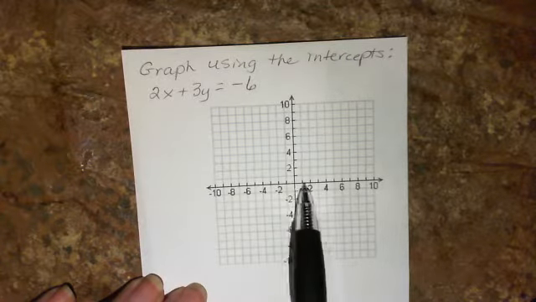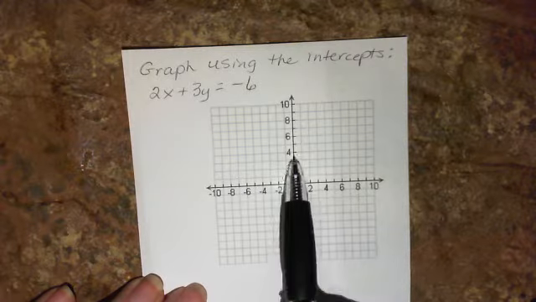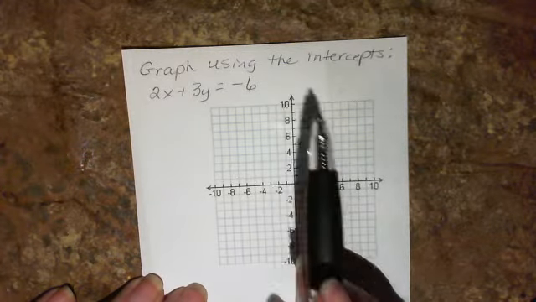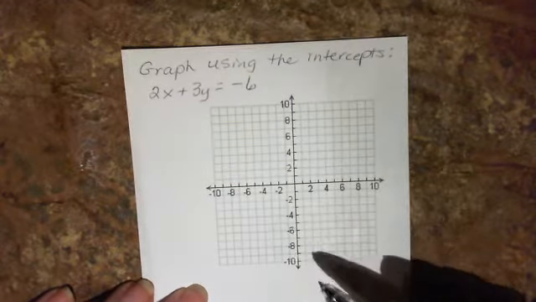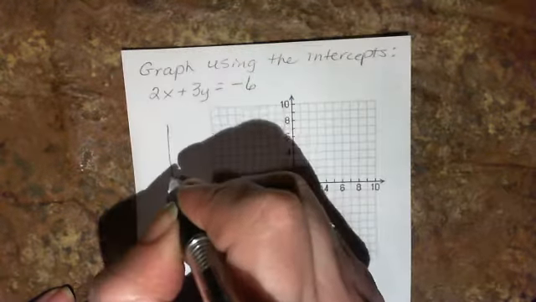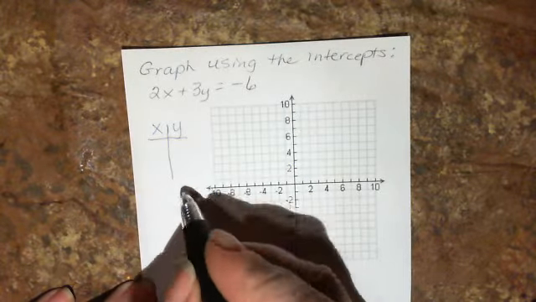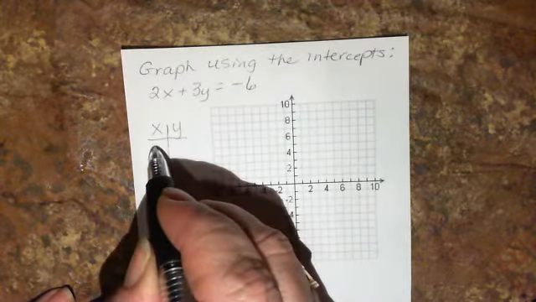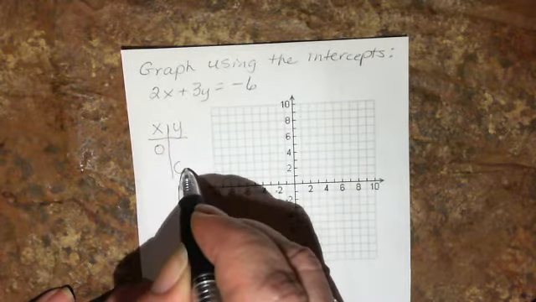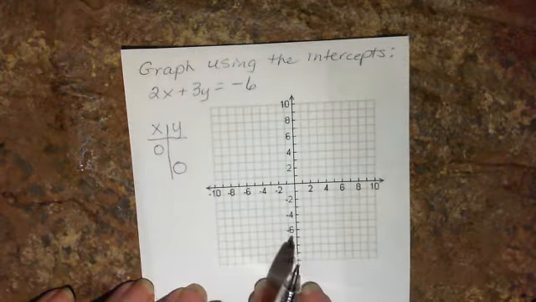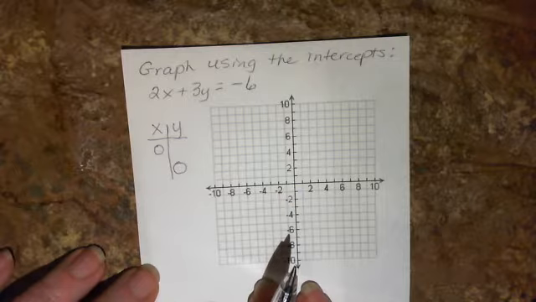So when it crosses the x-axis, the y value is 0. When it crosses the y-axis, the x value is 0. So it might be handy to make a table of values and let's choose a 0 for the x value, and then we'll follow by choosing a 0 for the y value. Now we're going to use those zeros in the appropriate place one at a time and solve for the other values.